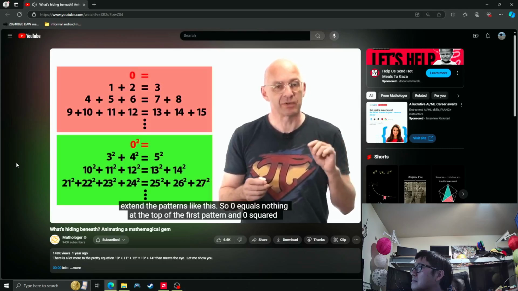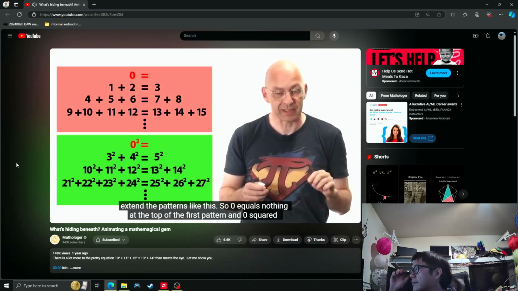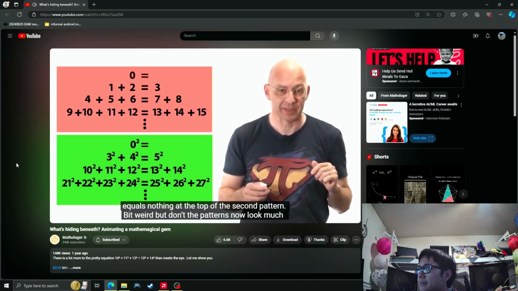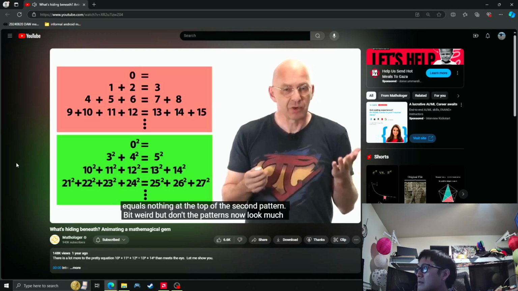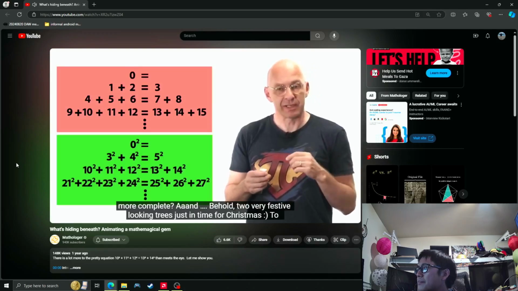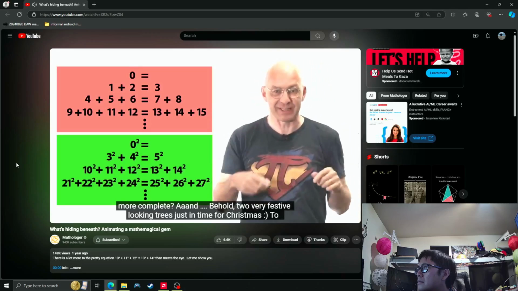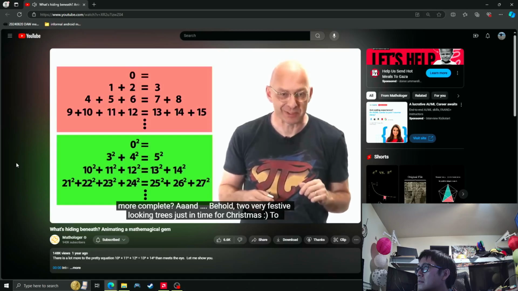So, 0 equals nothing at the top of the first pattern, and 0 squared equals nothing at the top of the second pattern. Bit weird, but don't the patterns now look much more complete? And behold, two very festive looking trees just in time for Christmas.